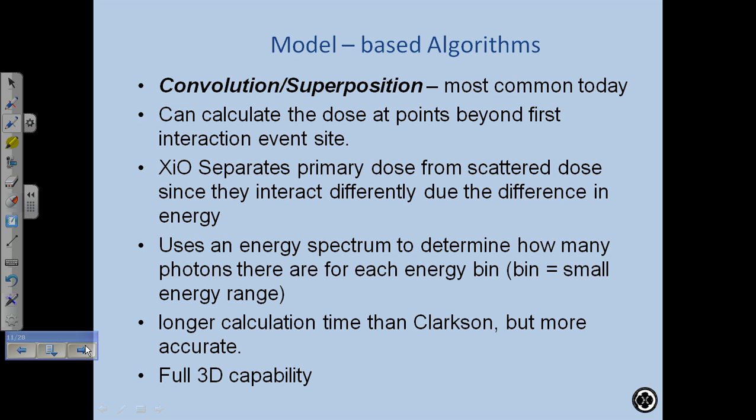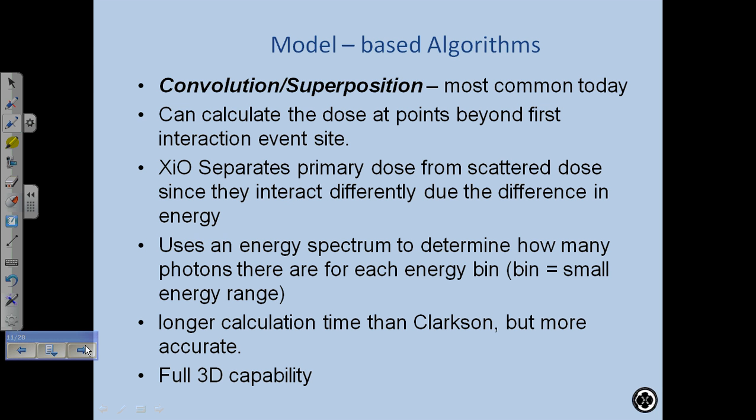Okay, model-based algorithms. So convolution superposition, most common, can calculate those points beyond the first interaction event site. And I'll have a drawing here in a second. I'll show you how that works. So how does dose get deposited in a patient? Let's pick a point of interest inside a patient. How does the dose get there? There's two ways. One is primary photons. They go straight to it. And then the other one is secondary scatter. It's a photon that gets scattered.